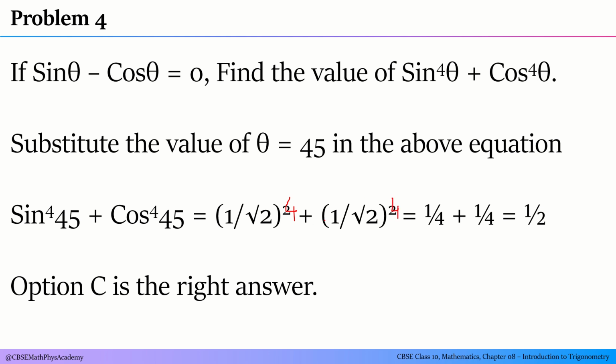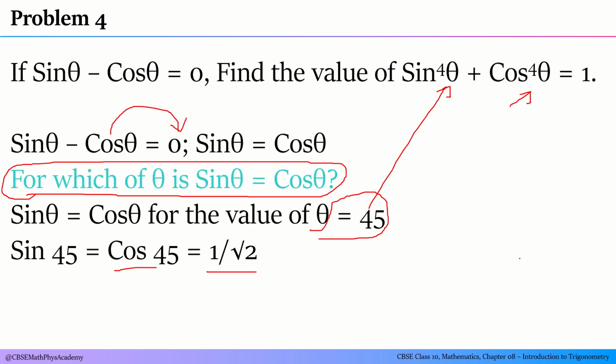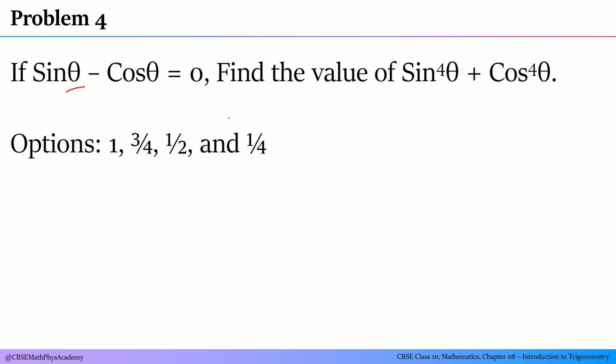1 by root 2 power 4 plus 1 by root 2 power 4 is equal to, when you multiply it 4 times, it becomes half into half, 1 by quarter, 1 by 4. Similarly, you have 1 by 4 coming from these two parts. 1 by 4 plus 1 by 4 is equal to half. So option C is the right answer. Half. Option C is the right answer.